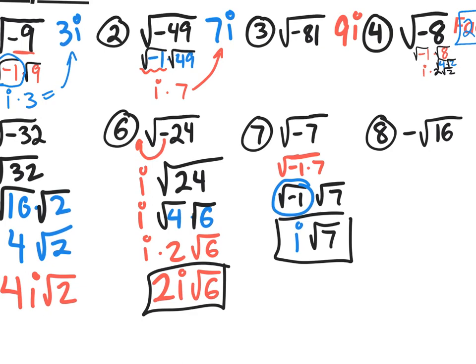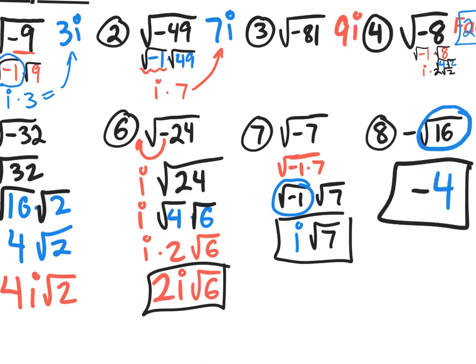Number 8. It's negative 4. It's just negative 4, guys. There is no i. Now, think about it. It's only when the negative's on the inside that you get something imaginary. Now, right here, it says the square root of 16 with the negative sign in front. What's the square root of 16? It's 4. Put the negative sign in front. There it is. Your answer is negative 4.